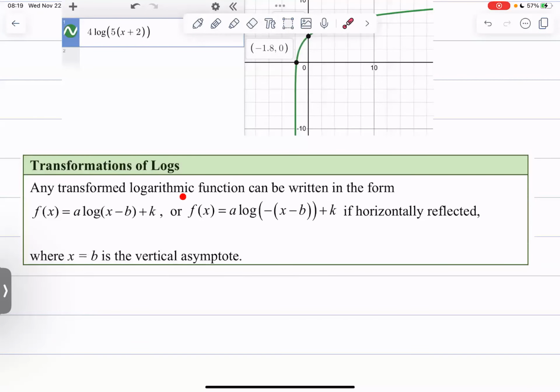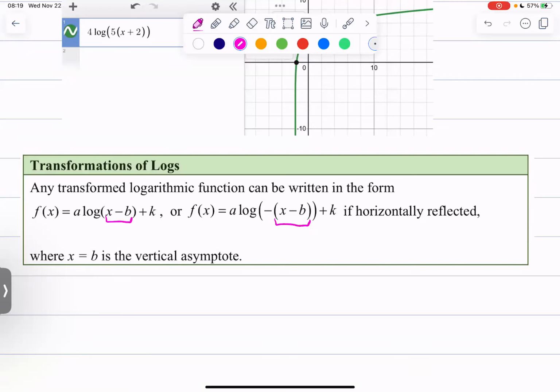So any transformed log function can be written in the form a times the log of x minus b plus k, or a times the log of negative x minus b, and then plus k if it's horizontally reflected. And then we know that x equals b is the vertical asymptote. Okay? So notice the structure here. Inside the log, you have something in terms of x minus b.